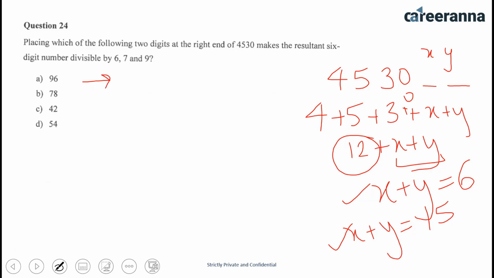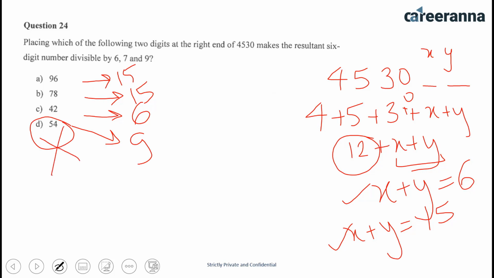Okay, 9 plus 6 is 15. Again 7 plus 8 is what? 15. 4 plus 2 is what? 6. 5 plus 4 is what? 9. Hence we can directly remove 54.